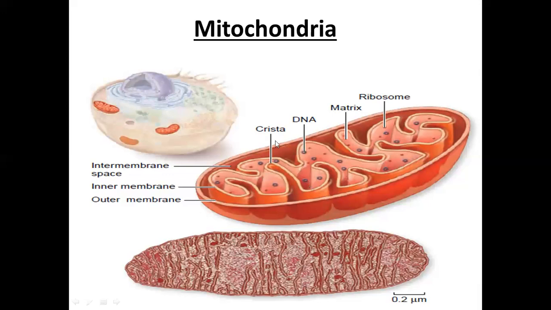Now, what is the function of the cristae? The cristae increase the surface area of the inner mitochondrial membrane, which provides the surface for the chemical reactions that transform the energy in food into ATP. So it increases the surface area.